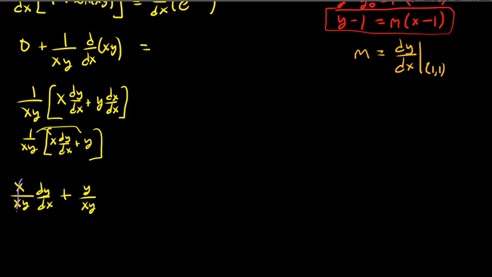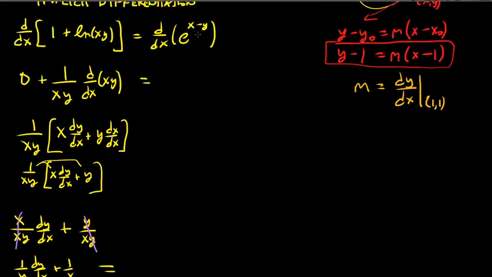Well, in the first term, the x's cancel. In the second term, the y's cancel. And so we end up with 1 over y times the derivative of y plus 1 over x. Okay, so that's the left side. Now what's the right side?